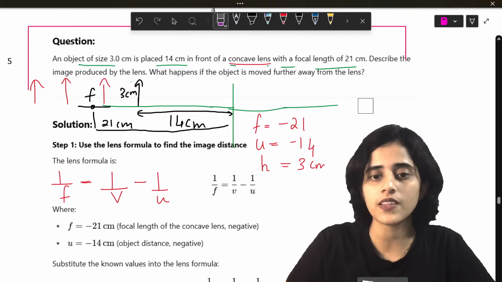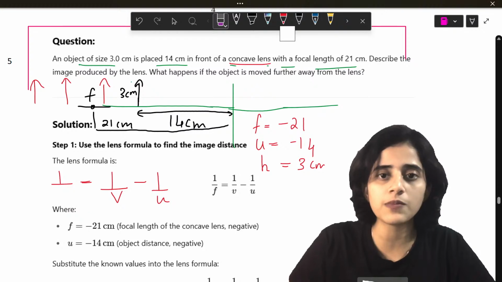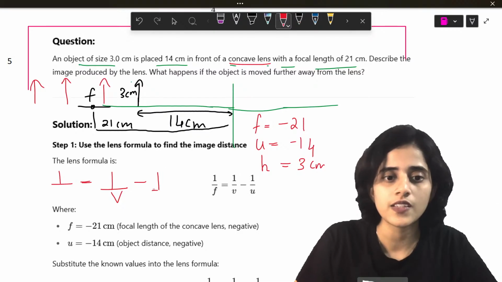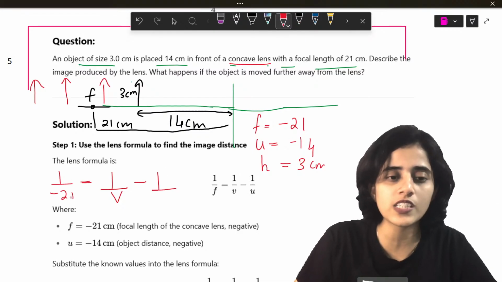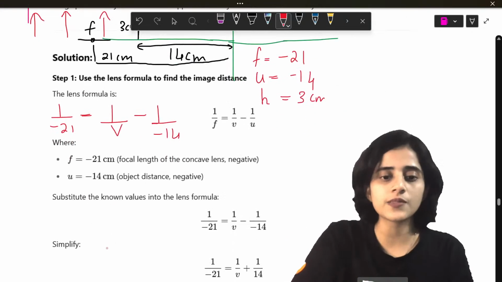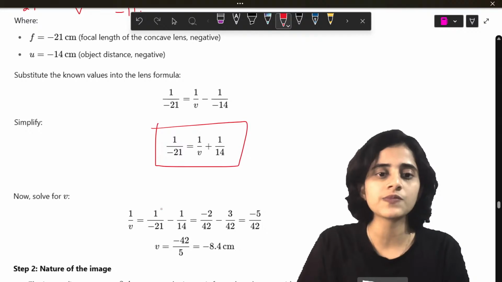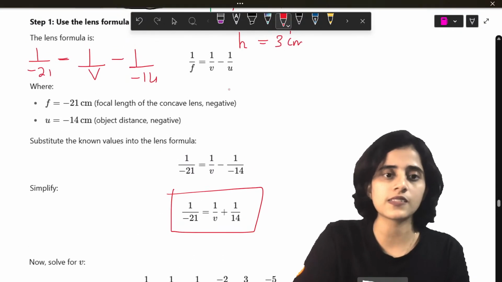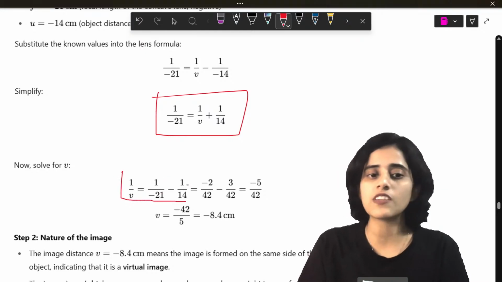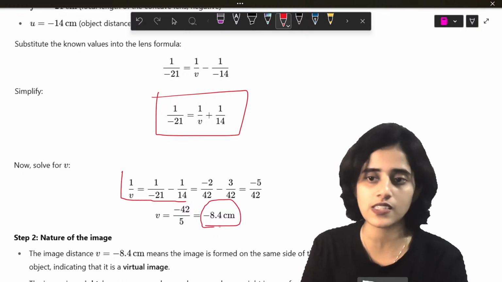So let's substitute all of this in our formula. Instead of f, it becomes minus 21. Instead of u, it becomes minus 14, and then you cross multiply. You will get 1 by minus 21 is 1 by v plus 14. Minus minus will become plus. So 1 by v is 1 by minus 21 minus 1 by 14. So v is minus 8.4 centimeters.